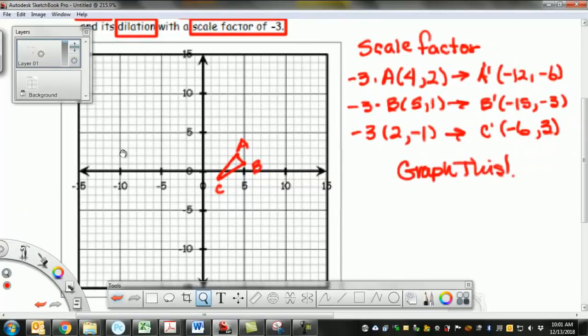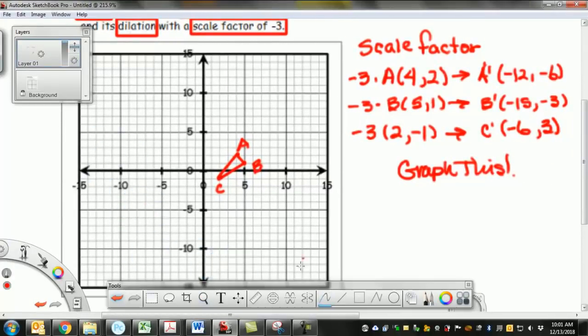Let me zoom in here a little bit closer. A prime is -12 and 6. B prime is way out at the end, -15 and 3. And then C prime is at -6 and 3.